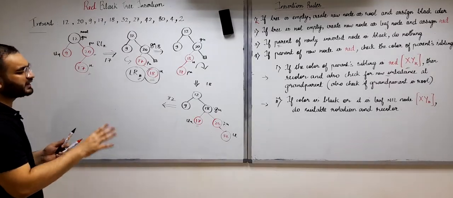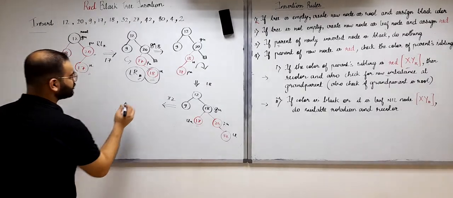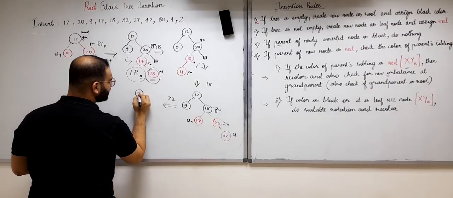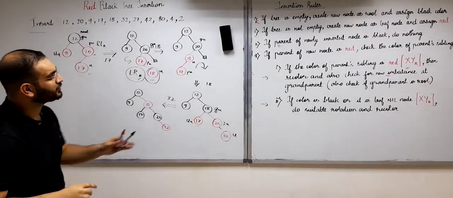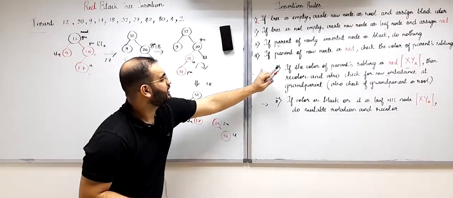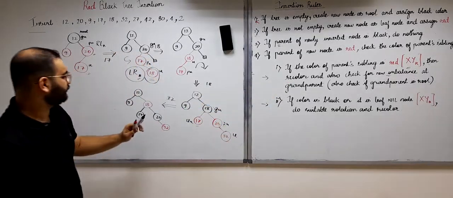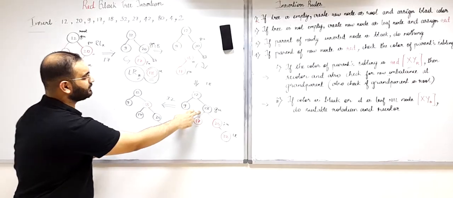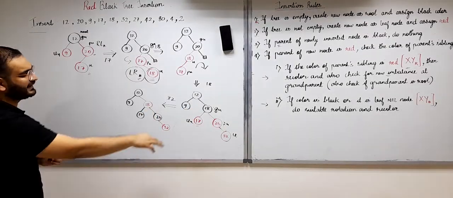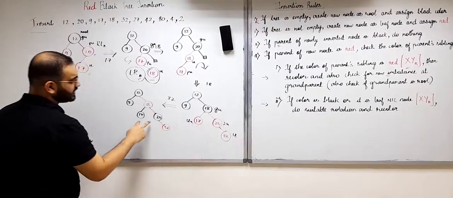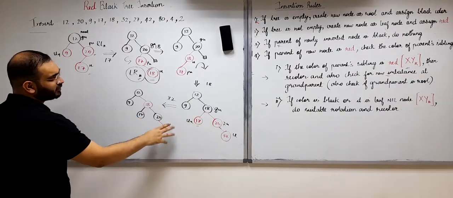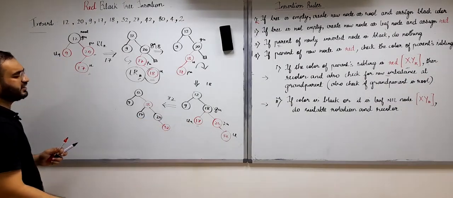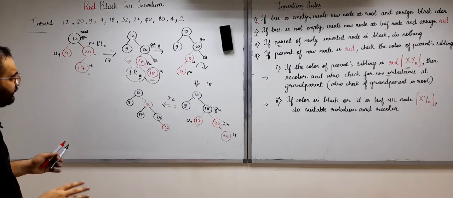So first of all, we will recolor. How will they be recolored? We will recolor all the relatives. We actually recolored using the 4-1 rule. Using the 4-1 rule, we recolored all the 3 relatives. The color of the grandparent changed from black to red, and the color of the uncle and the parent changed from red to black, and the color of the newly inserted node remains the same, right? So this is what we do.